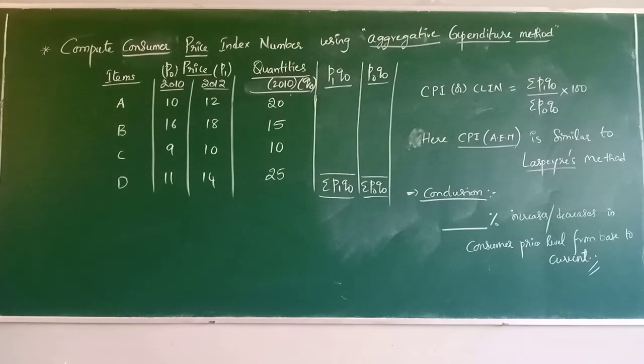The second one is conducting family budget enquiries or surveys. We should conduct some family budget surveys: what items they are using, how they are spending, and for different classes of people, what the quantity usage is in those items. The price quotations and everything should be taken in that survey.